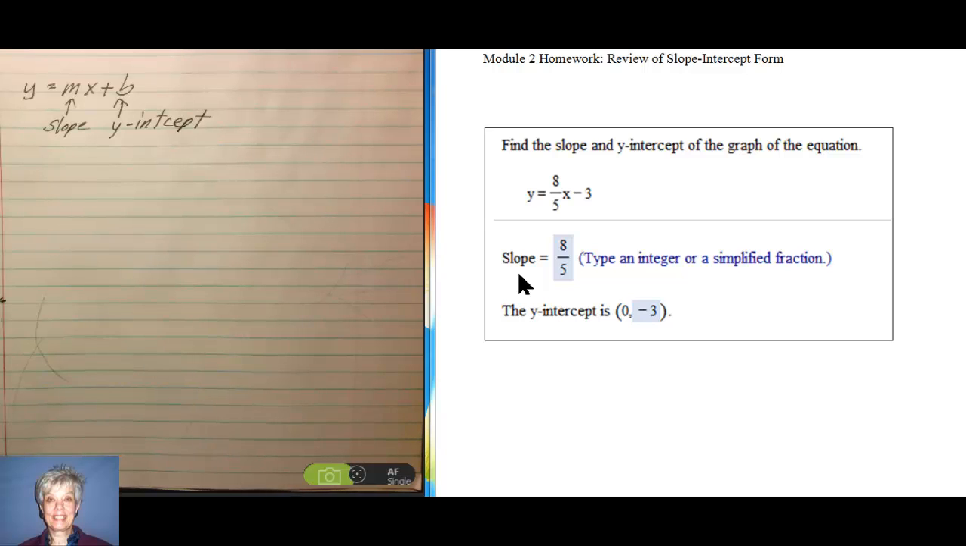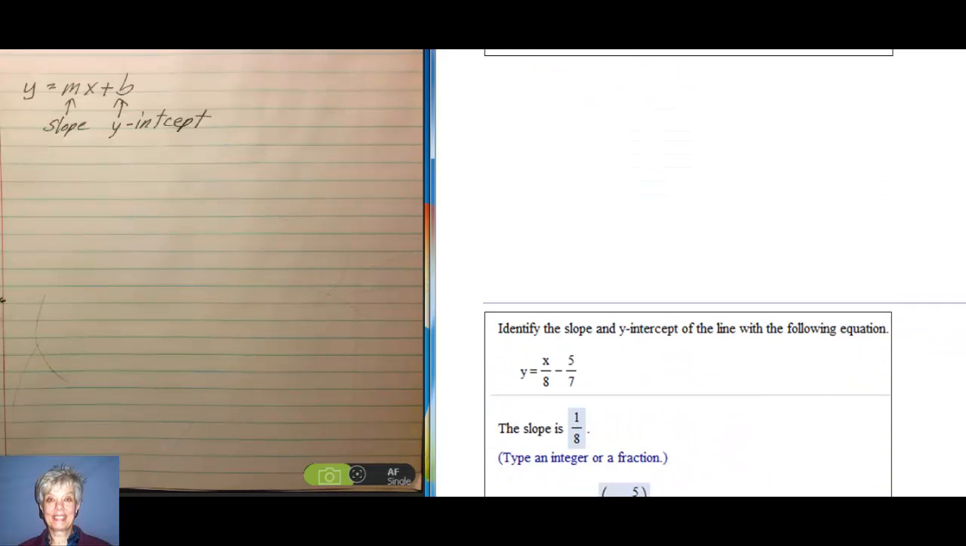Here we have a line in perfect slope-intercept form. The number in front of the x is 8/5, that's the slope, and the number at the end is the y-intercept, that's -3, written this way, always written in my math lab as a point, which means parentheses, 0, comma, and then the -3, and then you close the parentheses. Okay, let's go on to the next problem.